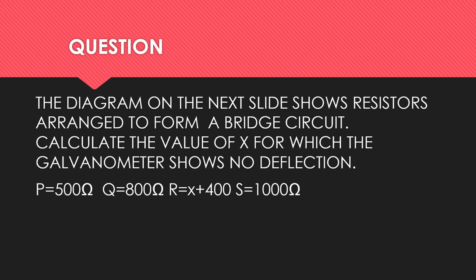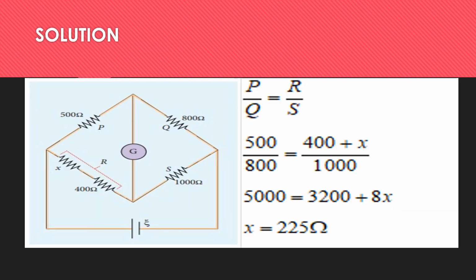Let us look at this question here. The diagram on the next slide shows resistors arranged to form a bridge circuit. Calculate the value of X for which the galvanometer shows no deflection. The values of P, Q, R, and S are given in the diagram: 500 ohms for P, 800 ohms for Q, 1000 ohms for S, and R comprises two resistors, 400 and X.